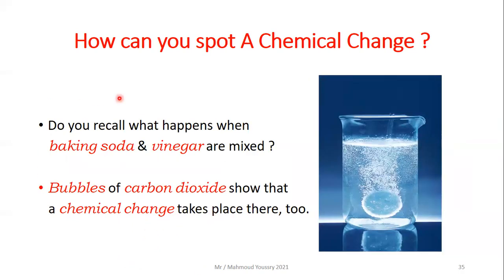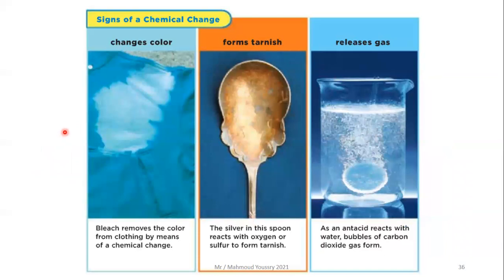Do you remember when we mixed baking soda and vinegar? Bubbles of carbon dioxide show that a chemical change takes place there too. So these are three signs of chemical change. The change in color, when bleach removes the color from clothing by means of a chemical change. Tarnish, the silver in this spoon reacts with oxygen or sulfur to form a tarnish. Also releases gases, as the antacid reacts with water, bubbles of carbon dioxide form.